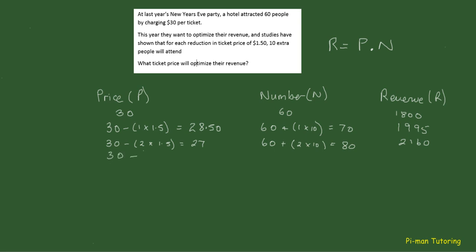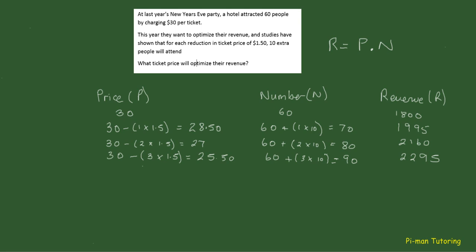Now this is not how you're going to do the problem. This is just to demonstrate how we're going to build a formula to solve this. The number that we sell will be 3 lots of 10 higher than the original 60 because of the lower price, and so on. 2295.